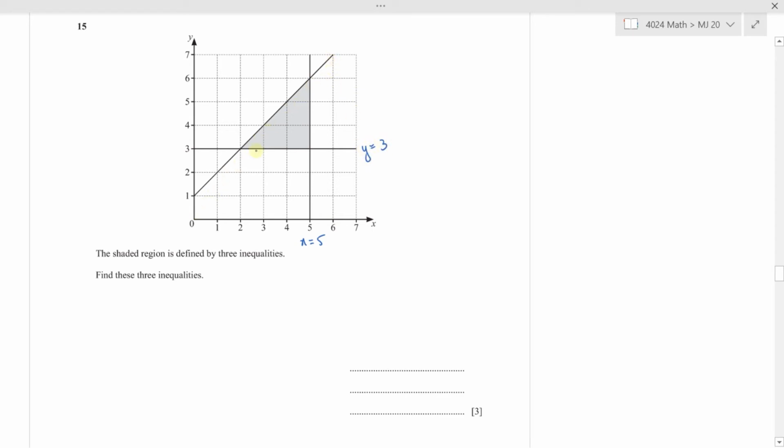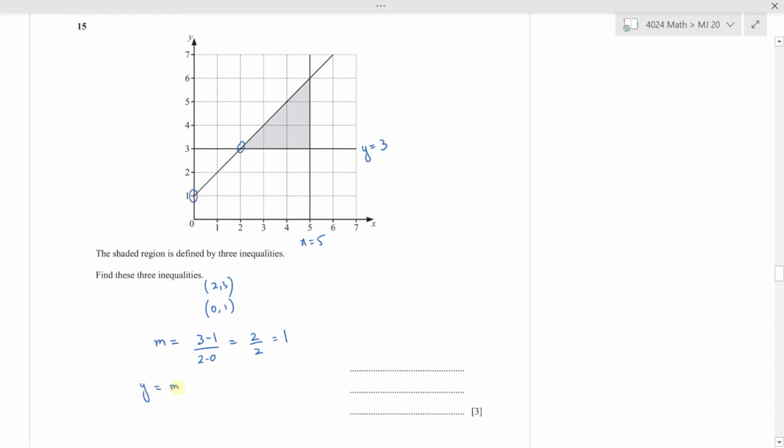And this line, we can easily find the equation of this line. Let's take any 2 points on this line. So let's take this point, which is 0 and 1, and let's take this point, which is 2 and 3, which is also on this line here. So your gradient of this line will be y2 minus y1, 3 minus 1, over 2 minus 0, which is 2 over 2, which is 1. So the gradient of this line is 1. The y-intercept we can clearly see from this graph. It is intersecting the y-axis at y equals 1 here.